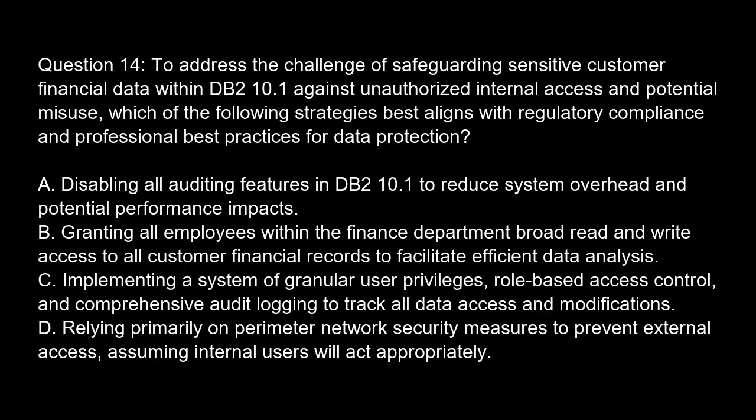Option B, granting all employees within the finance department broad read and write access to all customer financial records to facilitate efficient data analysis. Option C, implementing a system of granular user privileges, role-based access control, and comprehensive audit logging to track all data access and modifications. Option D, relying primarily on perimeter network security measures to prevent external access, assuming internal users will act appropriately.